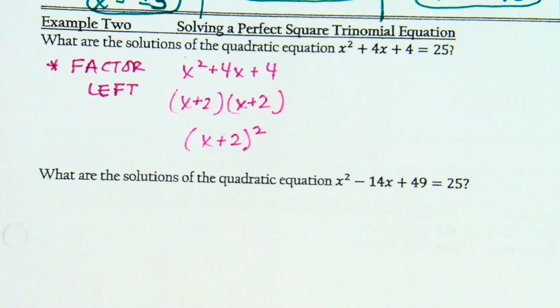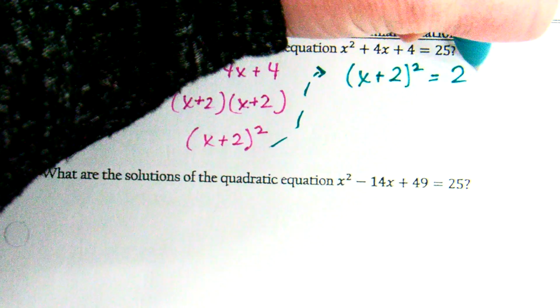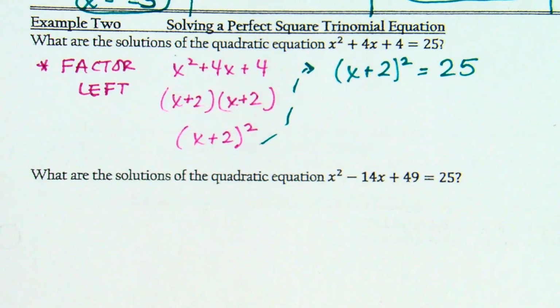Now, let me rake this up over here and look at what we have. X plus 2 quantity squared equals 25. I factored the left side. And this is the equation I have. What do you notice about both sides? You can square root them? Okay. Both sides are perfect squares. And that's the whole design of this problem, is that both sides are perfect squares.